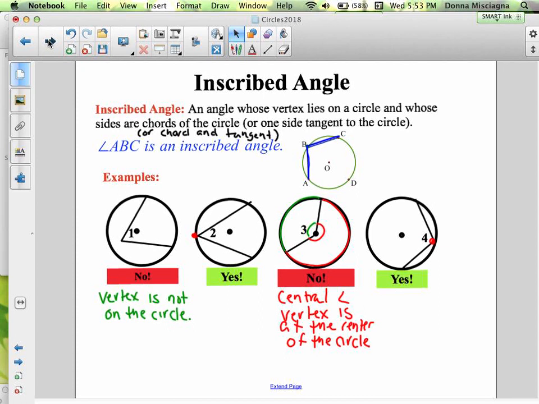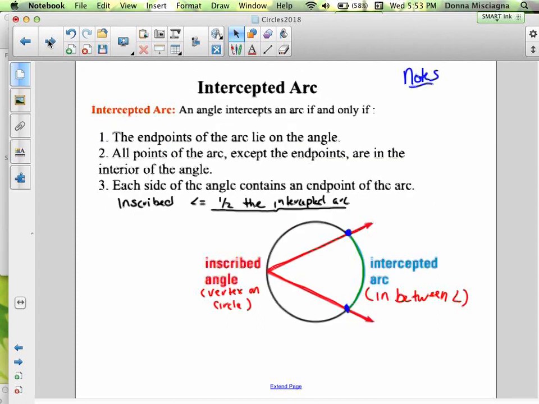And here goes our page. Any moment now. Right? So you have this in your notes. You have the words. So an angle intercepts an arc if and only if, number 1, the endpoints of the arc lie on the angle. And you have that in your notes already.